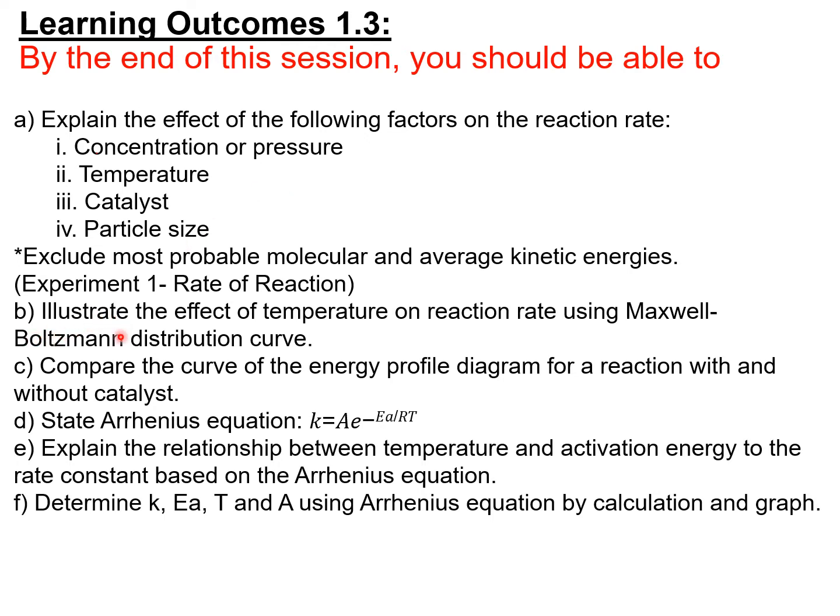And then B, you need to illustrate the effect of temperature on reaction rate by using Maxwell-Boltzmann distribution curve, and then compare the curve of the energy profile diagram for a reaction with and without catalyst. Alright, and then state the Arrhenius equation. Explain the relationship between temperature and activation energy to the rate constant based on the Arrhenius equation. And lastly, determine K, EA, T, and A by using Arrhenius equation by calculation and graph.